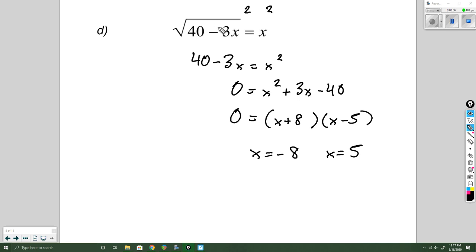All right, if we plug it in, 40 minus 3 times -8. Negative 3 times -8 is 24. So we get the square root of 64 equals -8. The square root of 64 is 8, but 8 doesn't equal -8. So that's why this does not work.